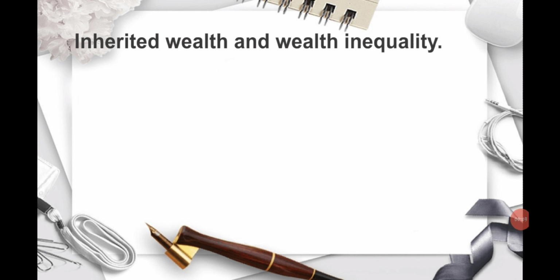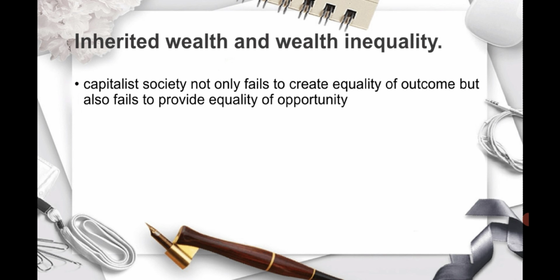Next is inherited wealth and wealth inequality. A capitalist society is based on a legal right to private property and the ability to pass on wealth to future generations. Capitalist society is fair because you gain the rewards of your hard work, but often people are rich simply because they inherit wealth or are born into a privileged class. Therefore, capitalist society not only fails to create equality of outcome but also fails to provide equality of opportunity.